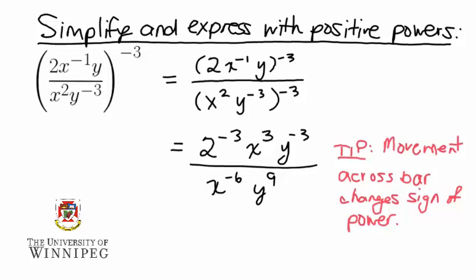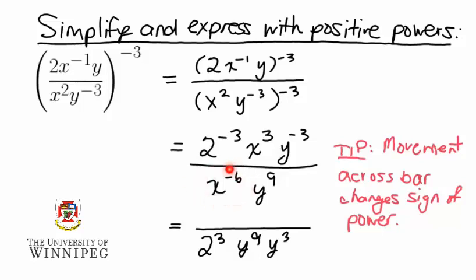Now here's a little tip I have for you as you're working with negative powers. If we take our exponential expression that has a negative power, and we move that expression across the fraction bar, the sign of the power is going to change. So, for example, if I take this expression 2 to the -3, and I move it down into the denominator, the expression is going to change to 2 to the +3. Similarly, if I take this y to the -3 and I move it down into the denominator, this is going to change it to y to the +3.